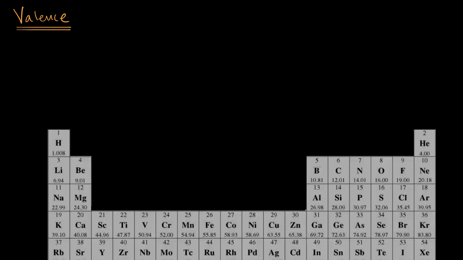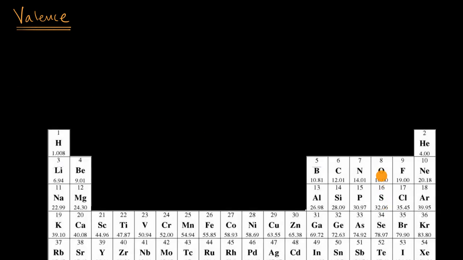And so just to make that point a little bit clearer, let's look at the electron configuration of an element that we'll see a lot of in chemistry, of oxygen. So oxygen's electron configuration is what? Pause this video and see if you can work through that.